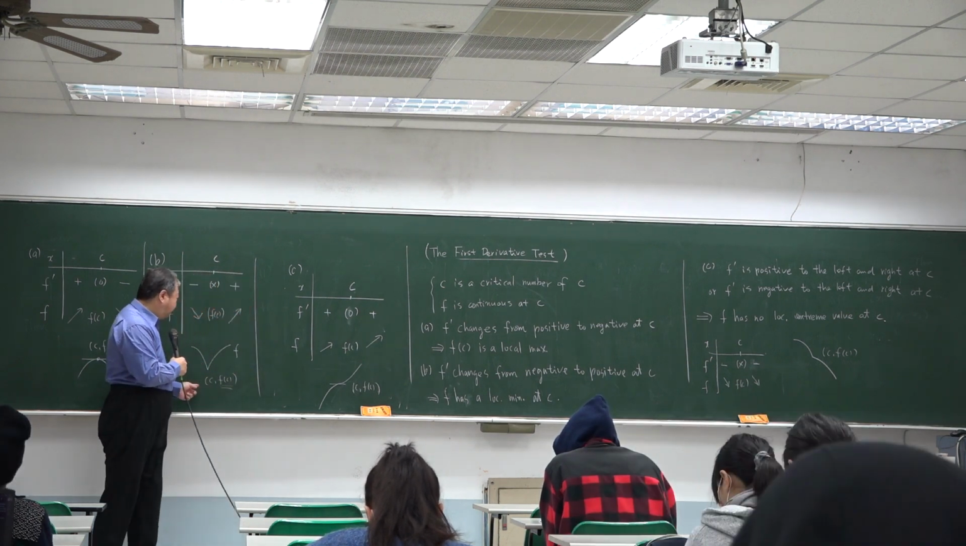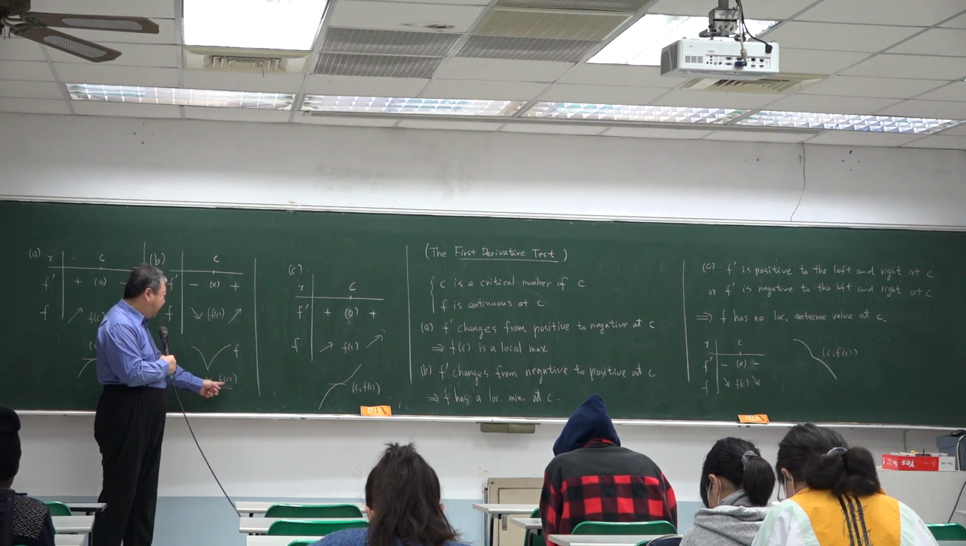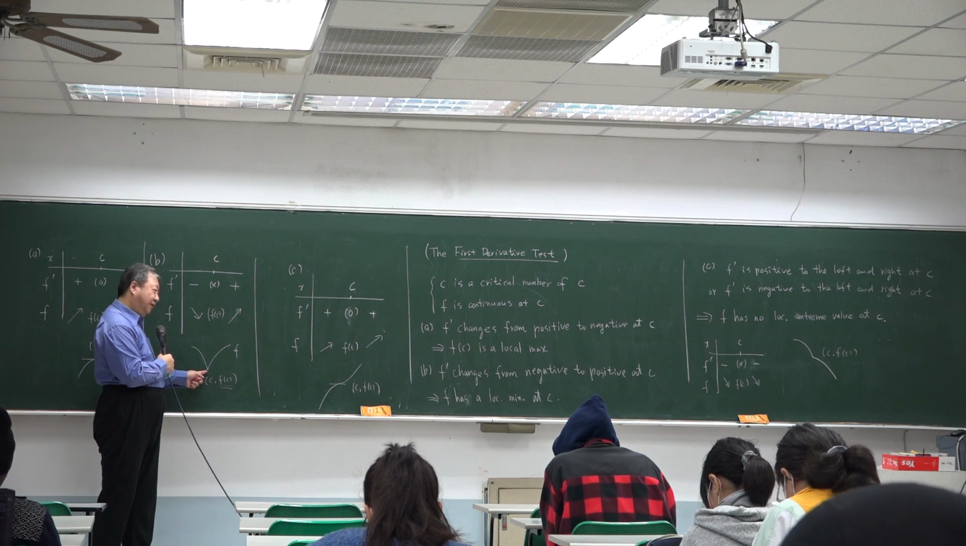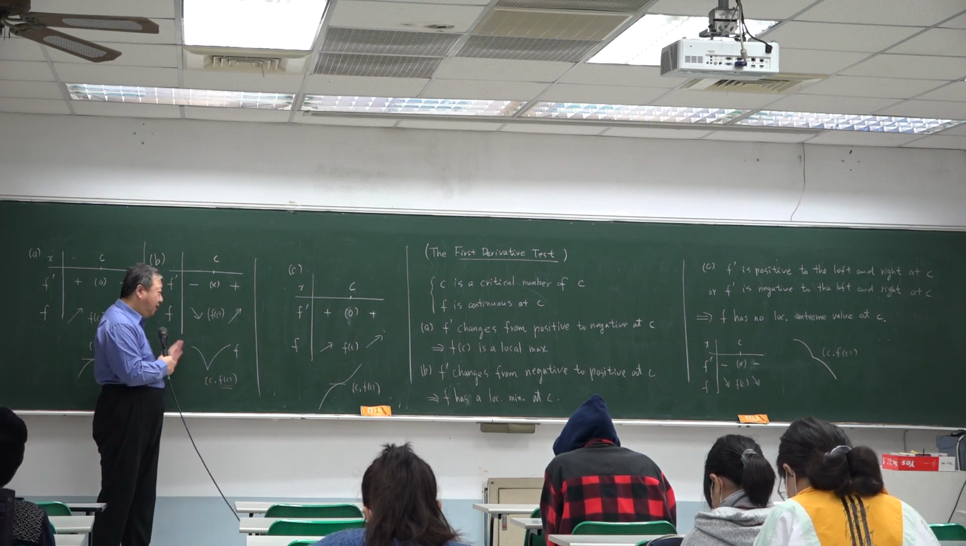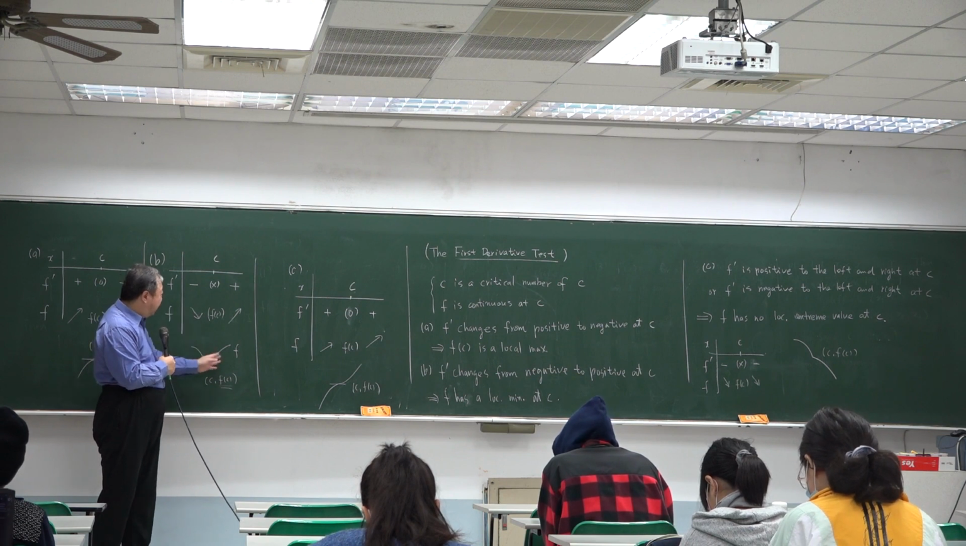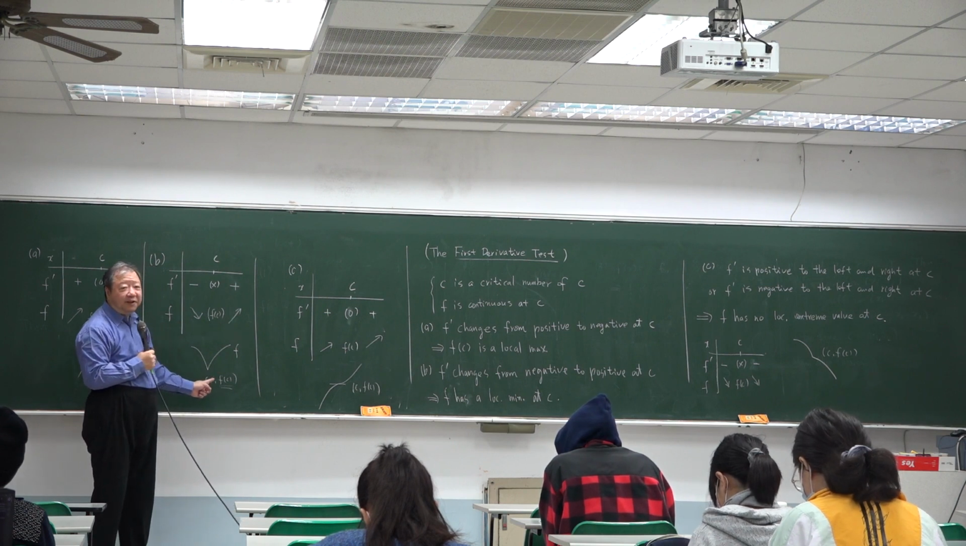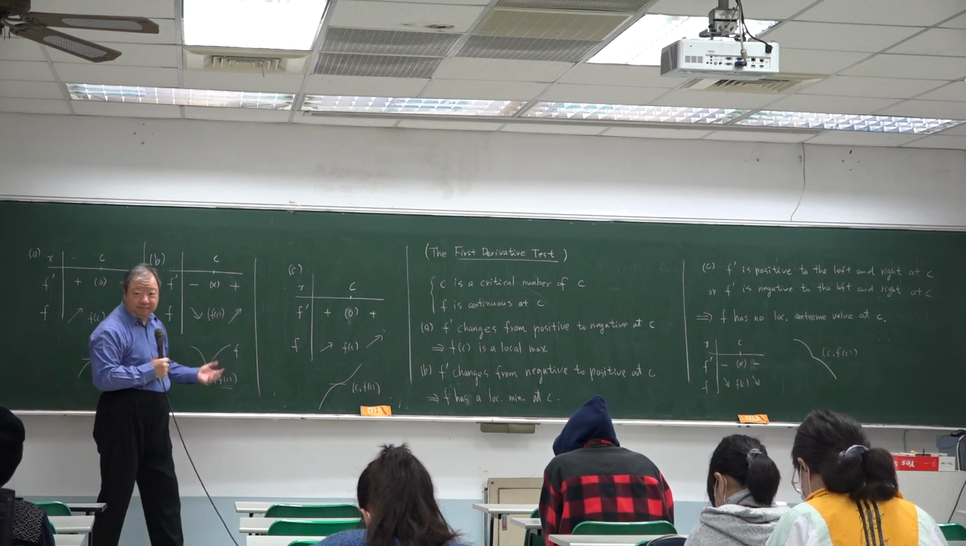Similarly, if at some critical number whose value continues there, to the left the first derivative is negative, to the right the first derivative is positive, decreasing and increasing, definitely f of c is a local minimum.